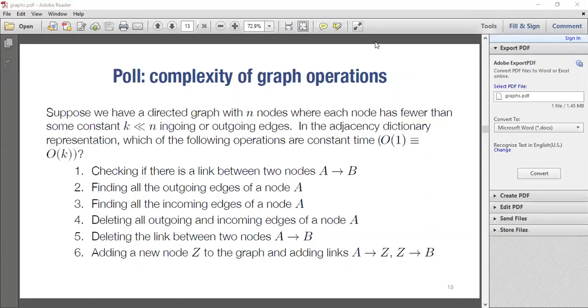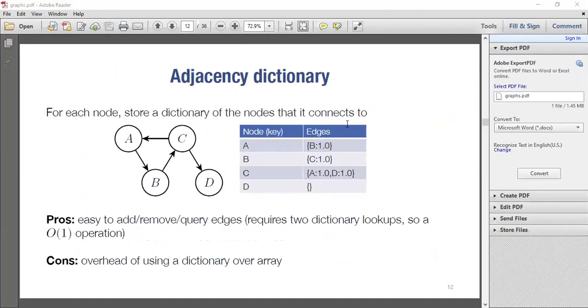So I was thinking, if you go back to the previous page before the poll, listed under the pros of the adjacency dictionary, it says easy to add. Exactly. Easy to add, remove, and query edges.